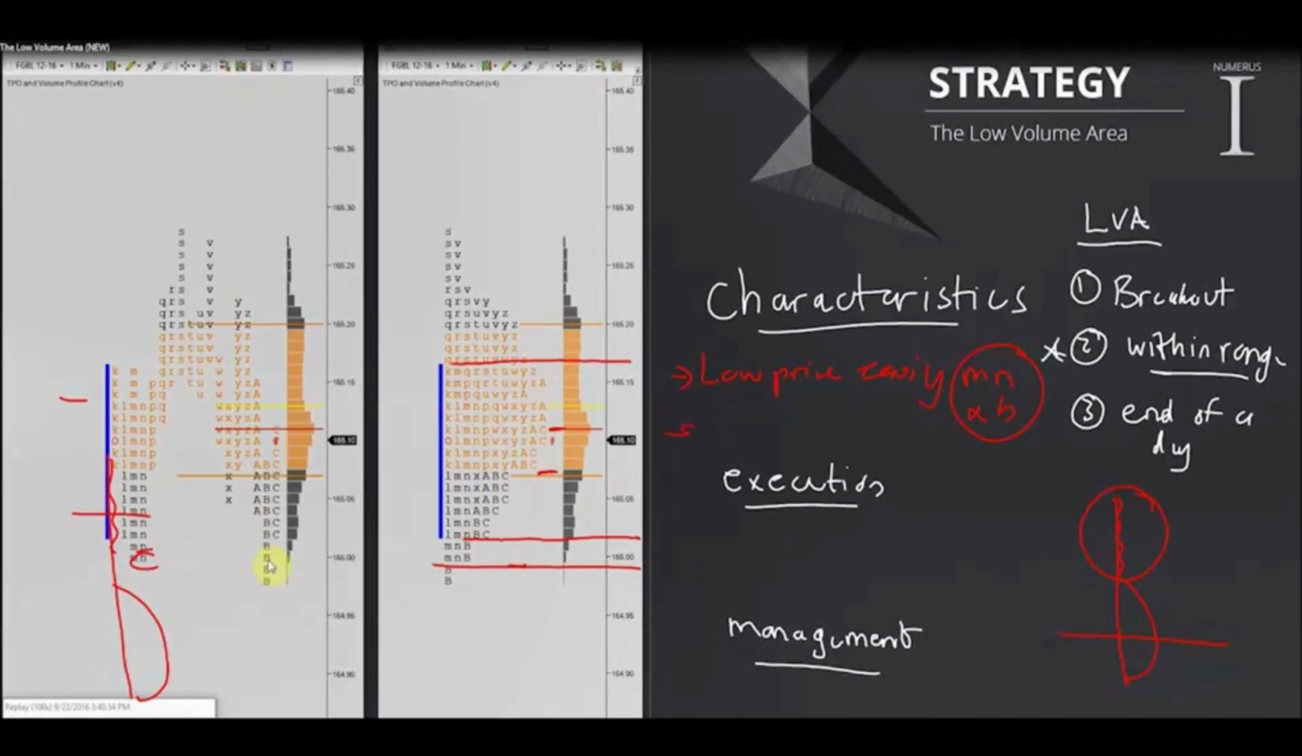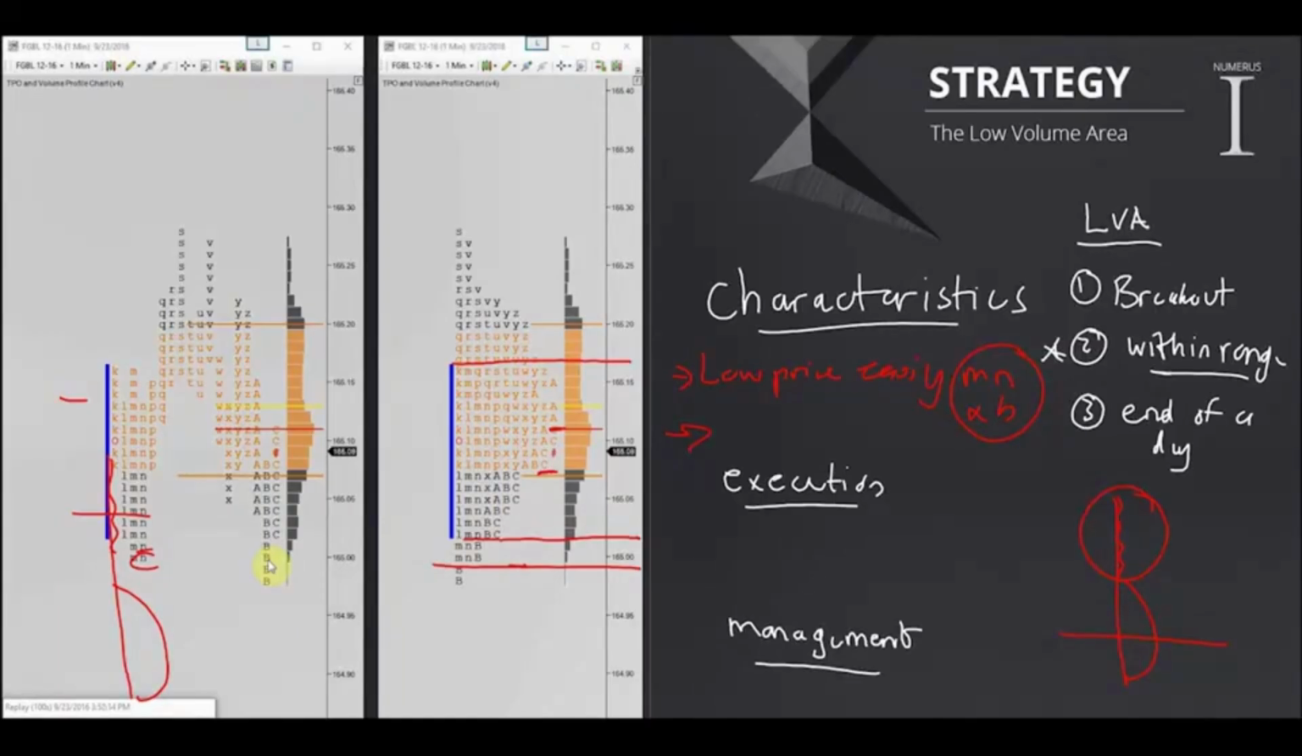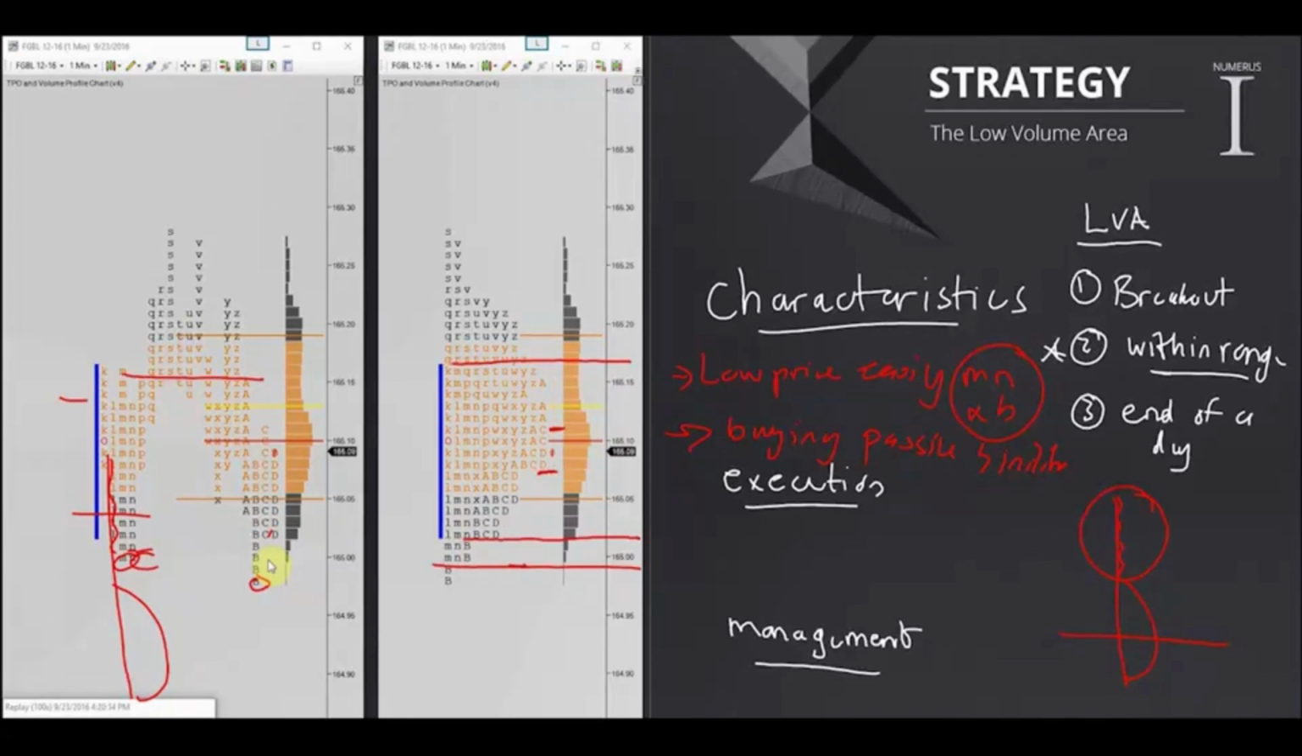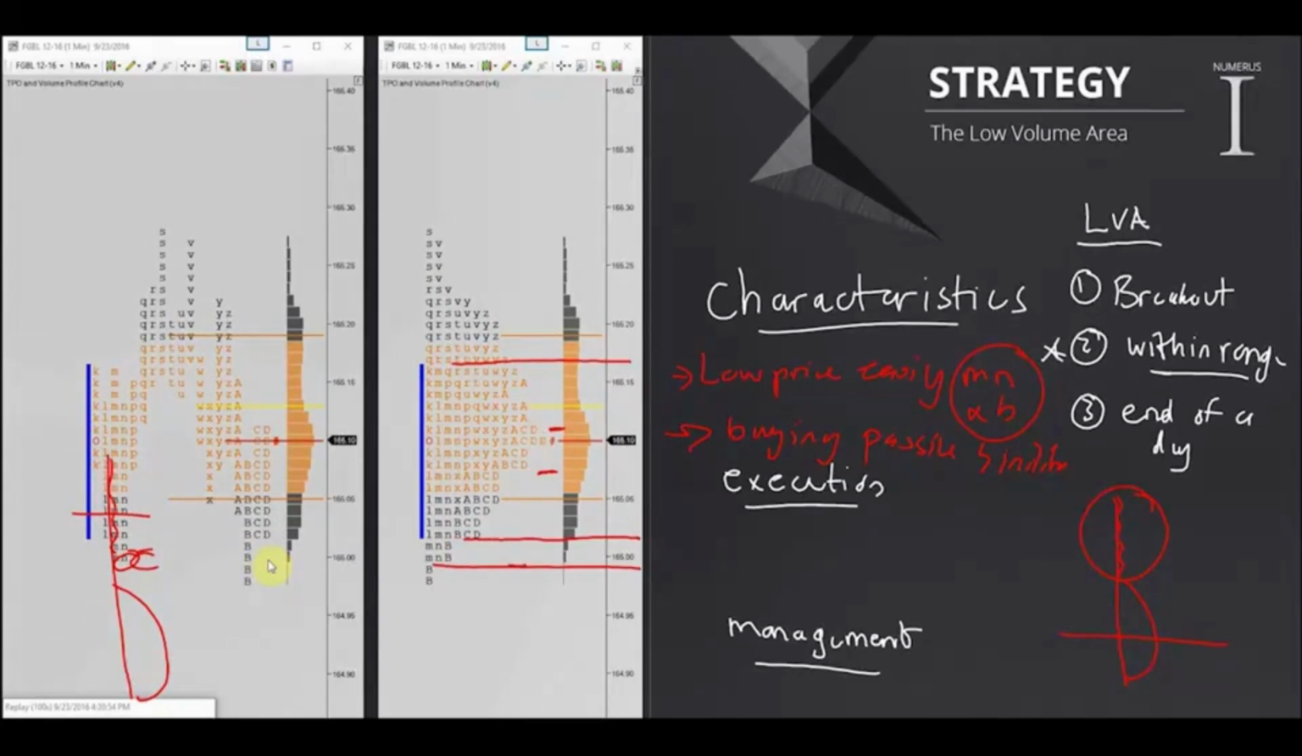Then the second characteristic is we see a lot of buying, both passive and initiative. We saw both the initiative off the lows, but then also the passive at the higher prices. So as you can see very clearly in terms of characteristics, a low volume area allows us in this day type, in this context, to be buyers, both easy buyers at low prices, but then also more passive buyers at higher prices.